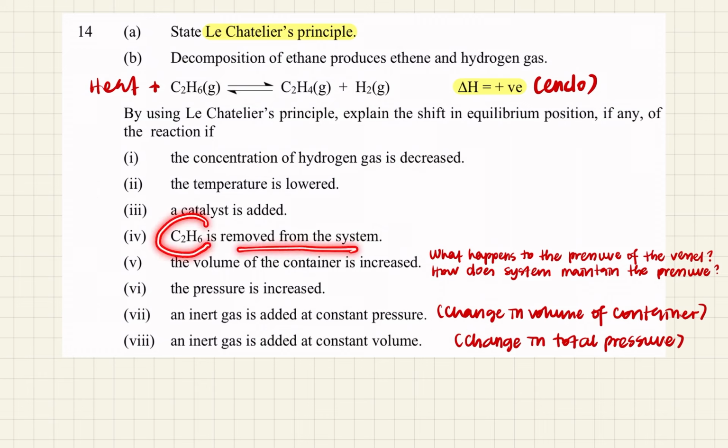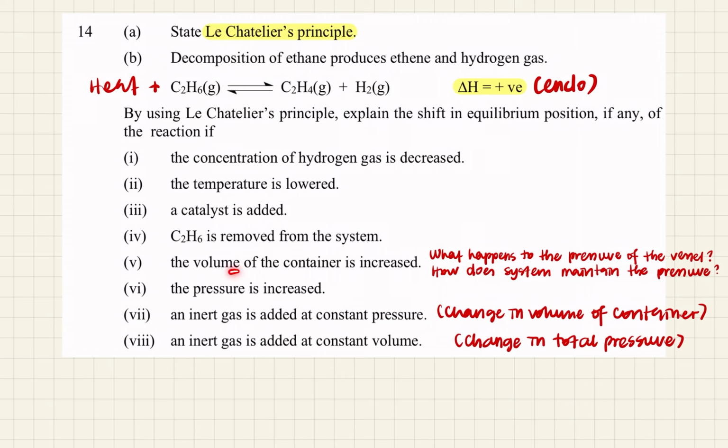C2H6 is removed from the system. Maksudnya ini akan remove. So bila this will be removed, your system will try to make more of this. So that means your equilibrium will shift to the left. Okay, sebab nak buat dia lagi banyak. So it will shift to the left to re-establish equilibrium and produce more C2H6. So the equilibrium will be re-established.